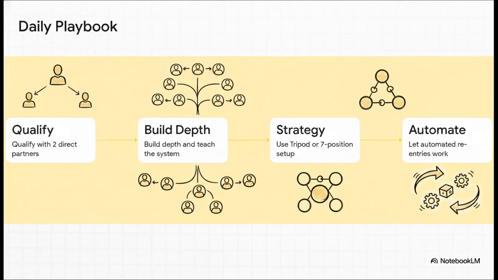So what's the daily playbook here to maximize your referral link growth? Step 1, qualify immediately. Get your 2 direct partners. Step 2, educate your team to do the exact same thing, building depth. Step 3, because the entry cost is just 65 cents, the sources heavily recommend the tripod or 7-position strategy. Basically, this means creating 3 or 7 positions under your own first position to capture way more matrix movement and balance out your structure. And finally, let the automated reentries do their work. The system rewards active momentum, not passive waiting.